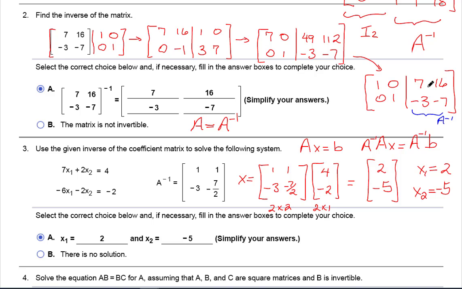And what I notice is A and A inverse, they are one and the same. So A squared is essentially the identity.